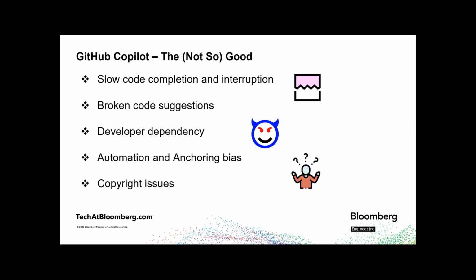With developer dependency, there's two specific types. There's anchoring bias and automation bias. Automation bias is when humans tend to value an automated result over a manual result. This happens in healthcare. When you walk into a doctor's office, they run your symptoms through a program and it automatically comes up with a diagnosis. You have a cold, you have the flu.